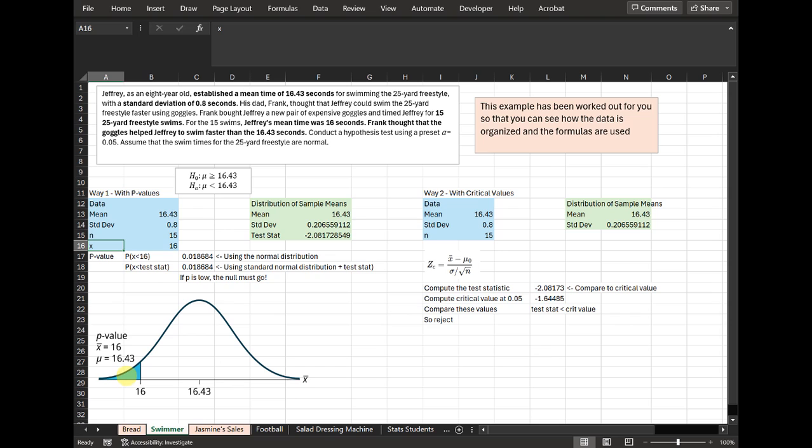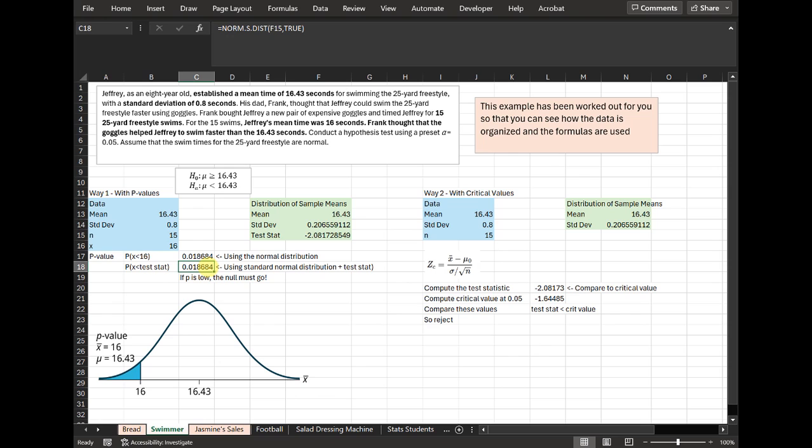And so from this, I can compute my normal distribution. I'm computing to the left. Notice how my normal distribution is set up here. I plug in 16, using the mean and the standard deviation that we calculated here, and then true. And I get 0.0186, and so on. So this is one way I can calculate a p-value.